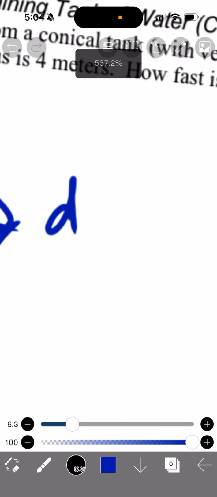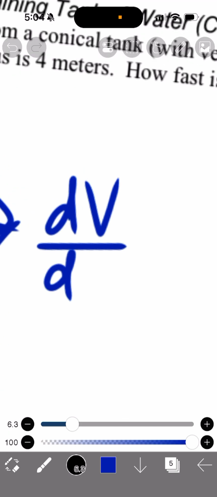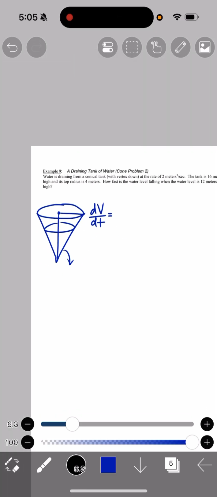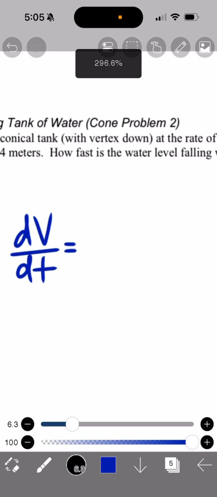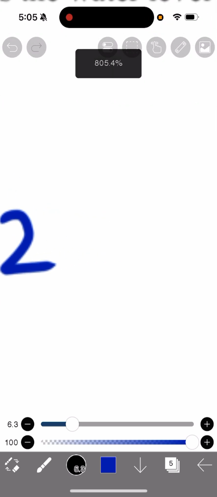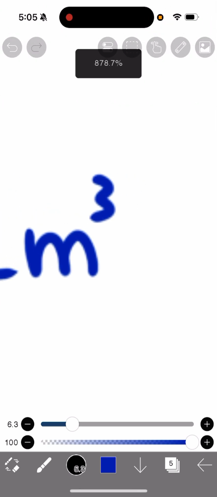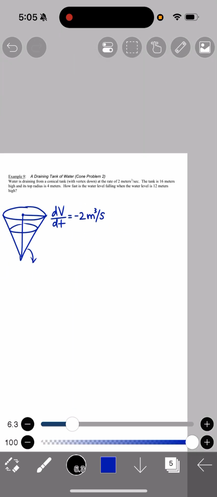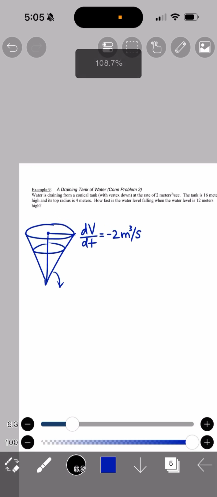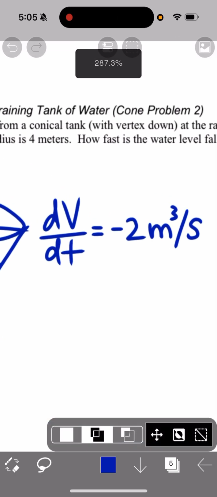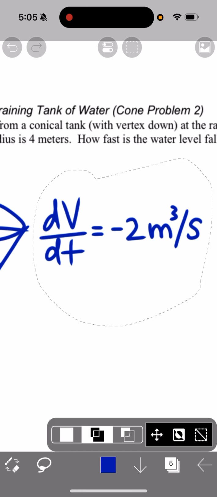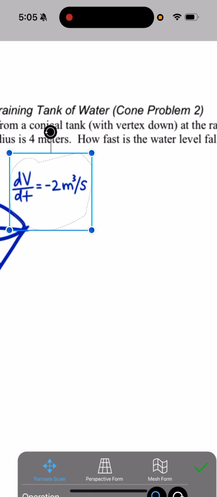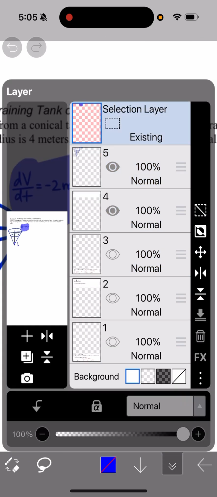Our change in volume over our change in time is the negative 2 meters cubed per second. Another way you can identify this is by just looking at the units, because if it's cubed, it's probably going to be volume, and if it's squared, it will probably be area. So that's how you can figure that out. So that's our first known.